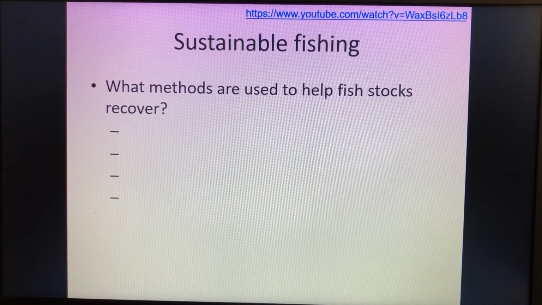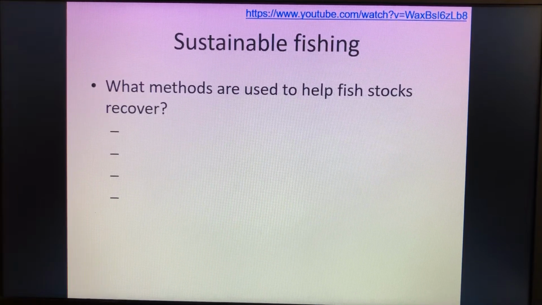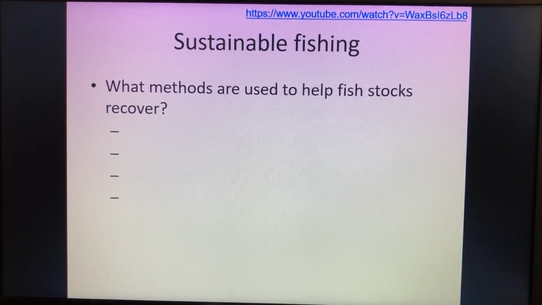And what methods are used to help fish stocks recover? Think about the things I talked about. Try and get your little bullet point list, okay? So I'll give you a bit of time to think about that. If you need some extra time for that, pause now.